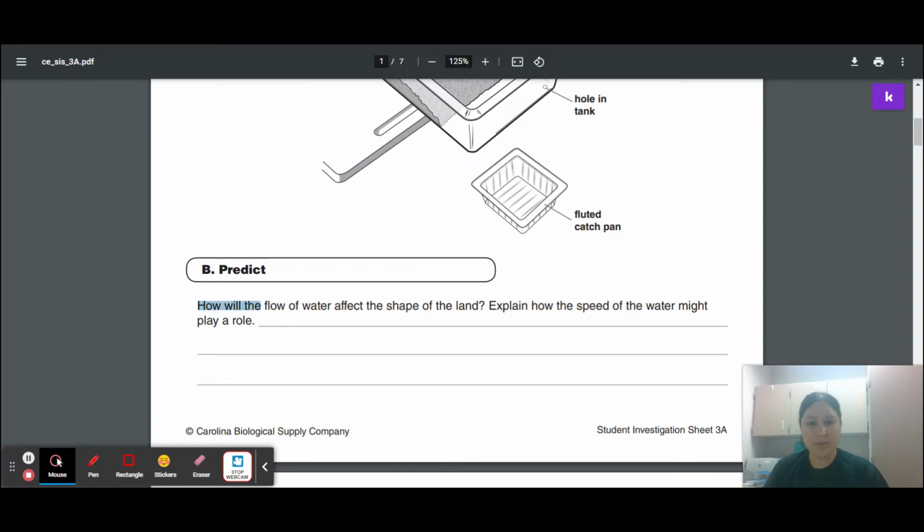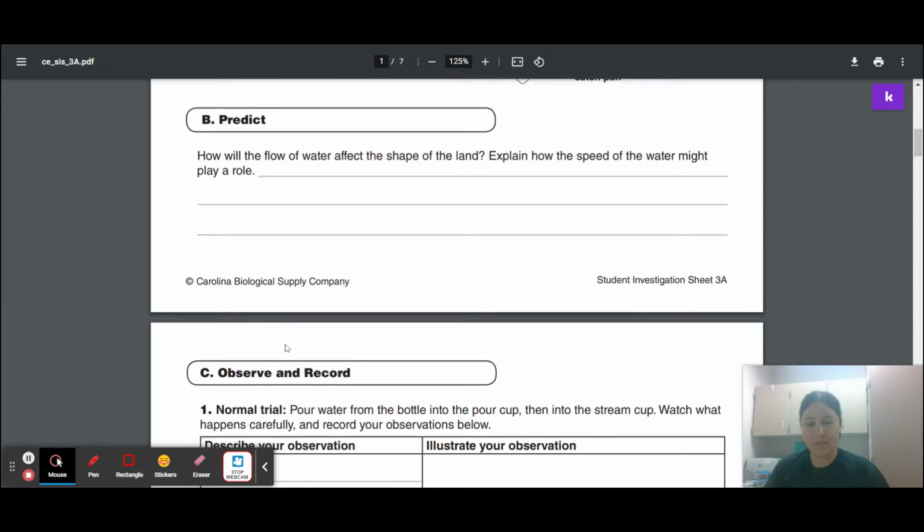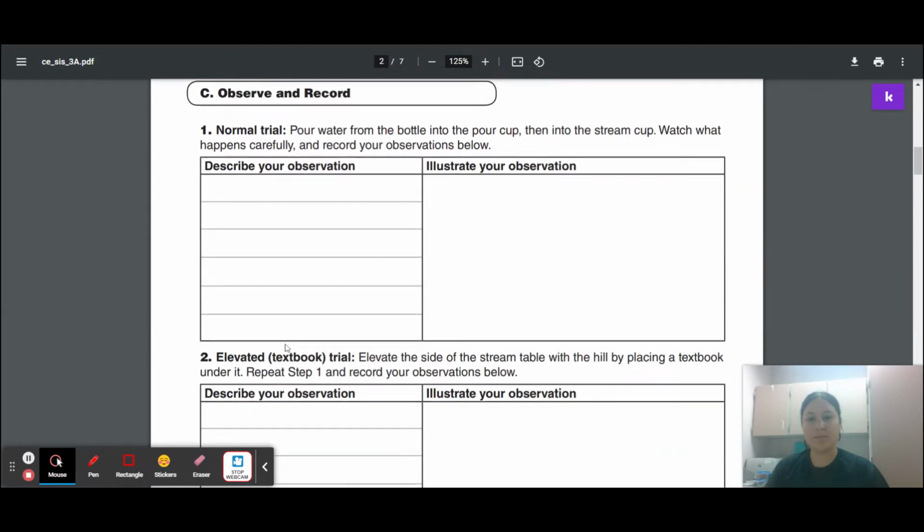So how do you think the flow of water will affect the shape of the land? And tell me how the speed of water might play a role. So flow and speed. After your prediction, we are going to complete 3 trials.